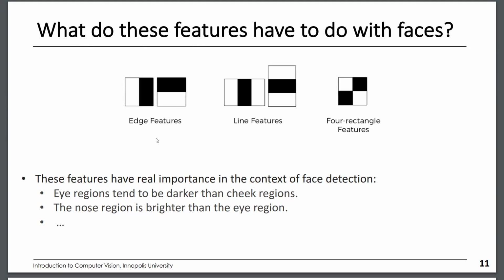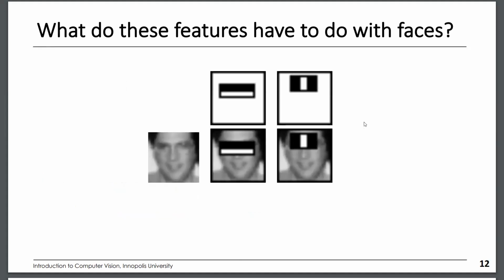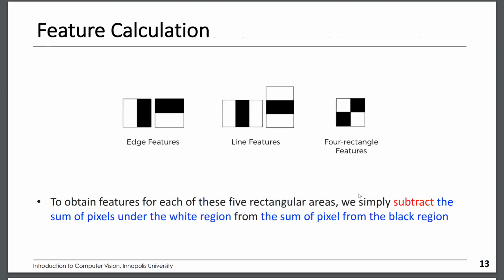So what do these features have to do with the faces, right? As we said, the eyes region tends to be darker than the cheeks region. The nose region is brighter than the eyes region, and all of these other explanations explain why these very simple and basic features, or very basic kernels, can be used to detect concepts in the face. Same thing as you guys can see here, right? The nose, the eyes.